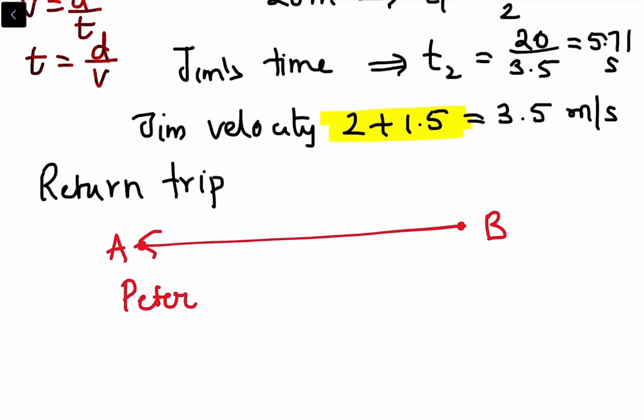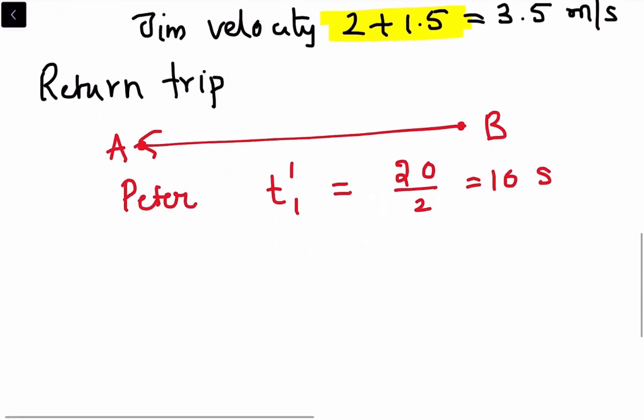So he has the same speed. So Peter's time, let us take as T1 dash. It is the same, that is 20 divided by 2, which is 10 seconds again, because he comes back with the same speed, and when they take the turn there is also no loss of speed. That's what they told in the beginning of the problem.